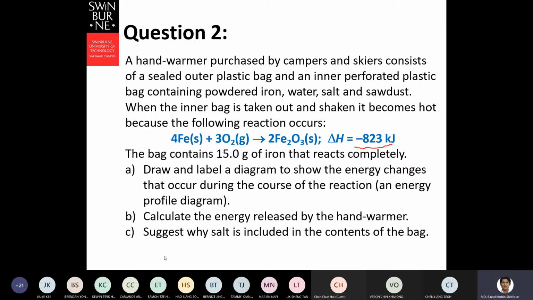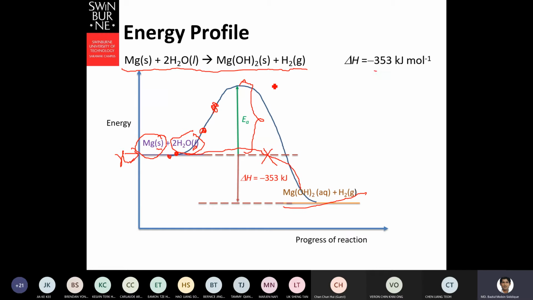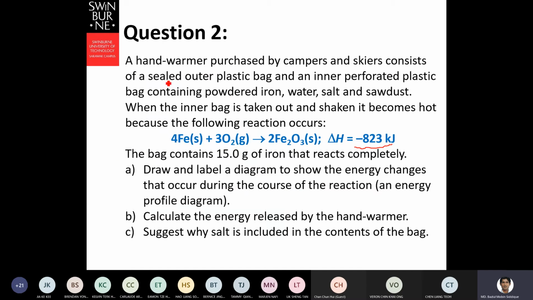It is 823 kilojoules, which is much more than 300, much more than the food warmer. It's much higher because you are in the snow, and your hands or feet are becoming cold, so you need a much higher heat. I've never experienced it, but okay. So the heat produced is 823 kilojoules in this reaction.